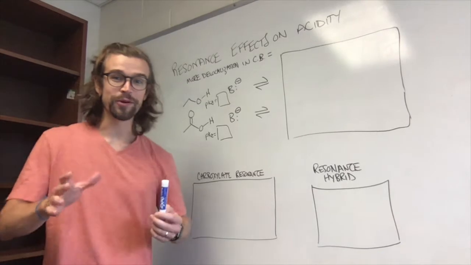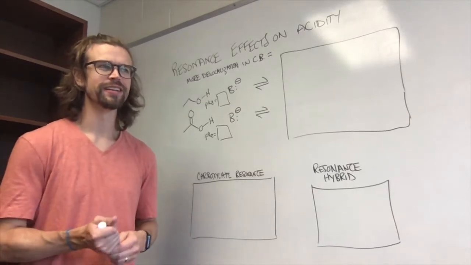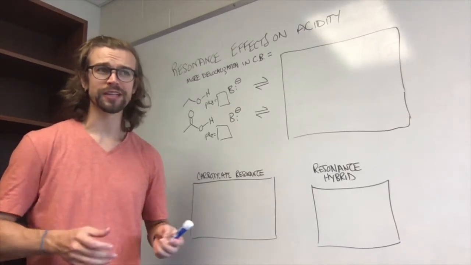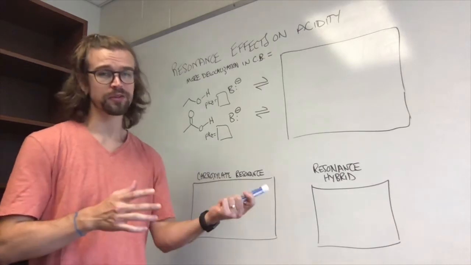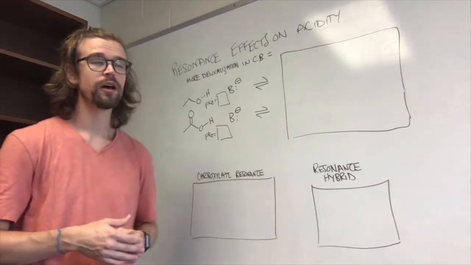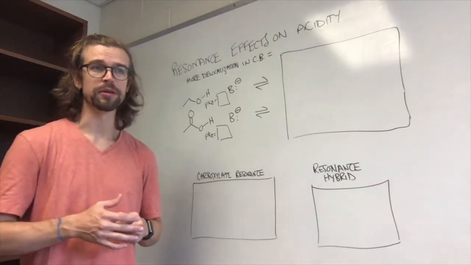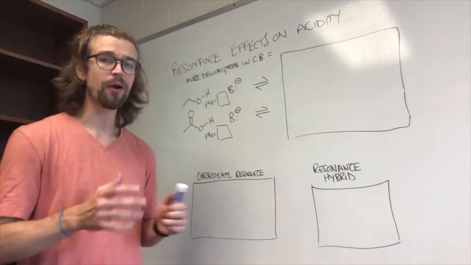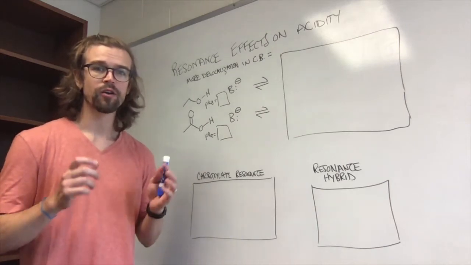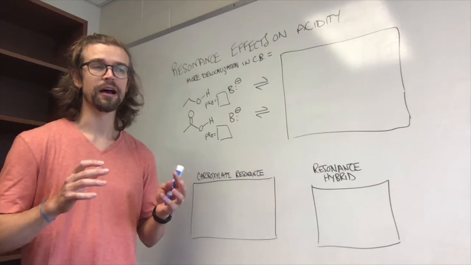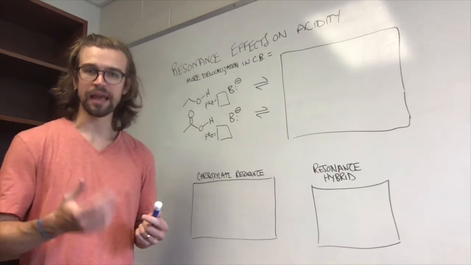Okay, so we've talked a lot about resonance structures, and what we've done so far is kind of just rank them, say, oh, this is a more important resonance structure than that one, and how that impacts maybe bond lengths, etc. But now we're actually going to see how resonance can explain chemical properties.